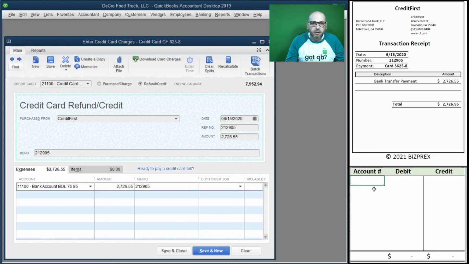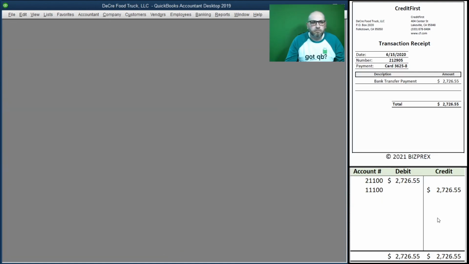So again, let's make sure we capture that. All right, so here we are, right? This is good to go. It's in balance. We can go ahead and save and close this one. And that completes booking transactions for June.